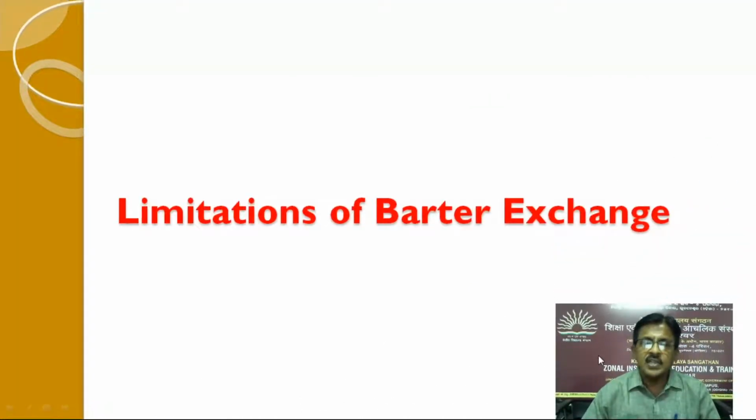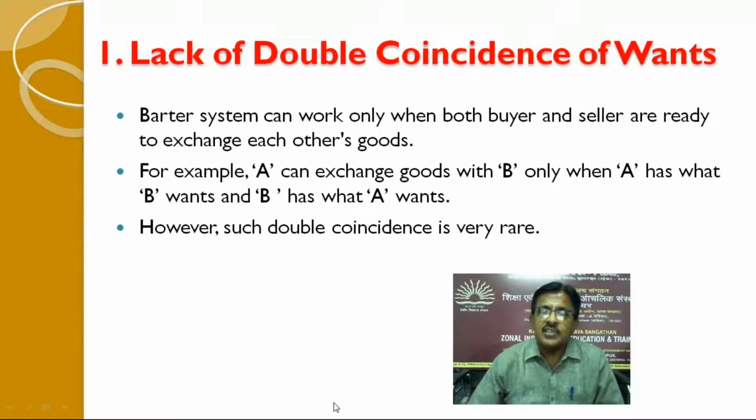Limitations of barter exchange: lack of double coincidence of wants. As you have understood, the barter system of exchange is the system of exchange where goods are exchanged against goods. So, what were the difficulties or the drawbacks of barter system? Let us discuss one by one. That is, lack of double coincidence of wants.